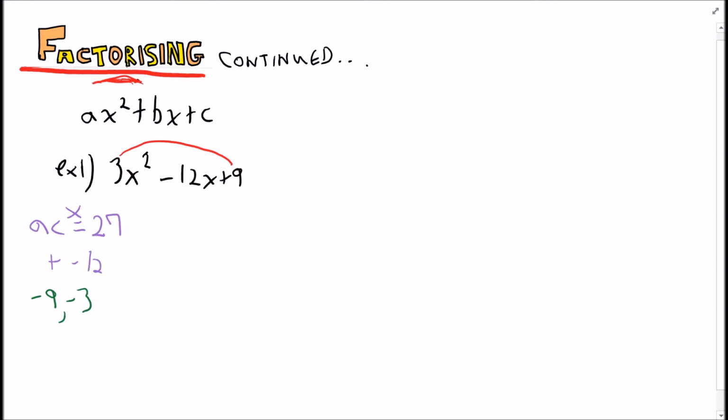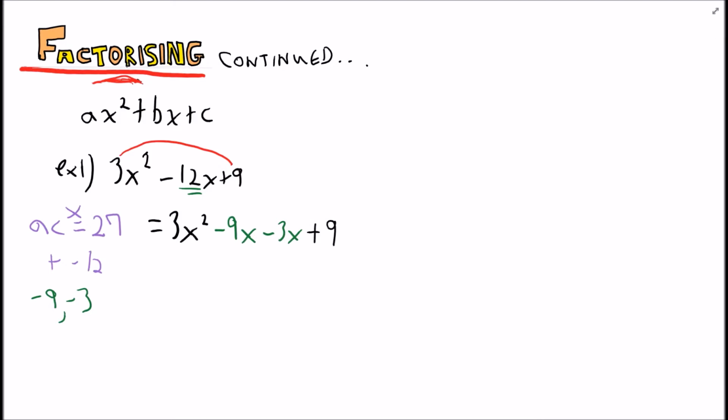Now this time we can't just jump to the brackets like we did in the previous one. Because of that 3 out front of the x squared, it requires us to do a little more work. So what we can do is break up the middle term into those two values that we just found. So we'll rewrite the 3x squared, and I'll just use green to show it splitting up. Instead of this negative 12x, I'm going to write minus 9x minus 3x, which is negative 12x. So that's the same thing as the one we wrote before, but now we've broken it up. Plus the 9, of course.